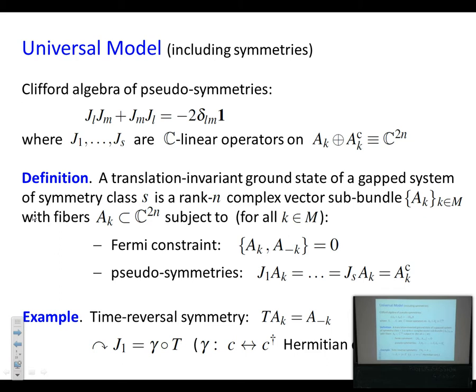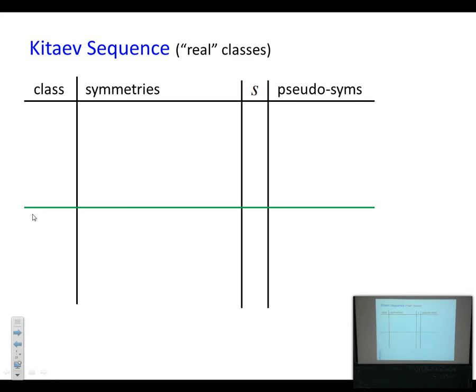So here's one instance of how a true physical symmetry gives rise to a pseudosymmetry. This is not an isolated instance. This turns out to be systematic. And it was first understood by Kitaev and written down in part by him. So the first step: we can start with no symmetries other than translations. Then we still have this Fermi constraint.